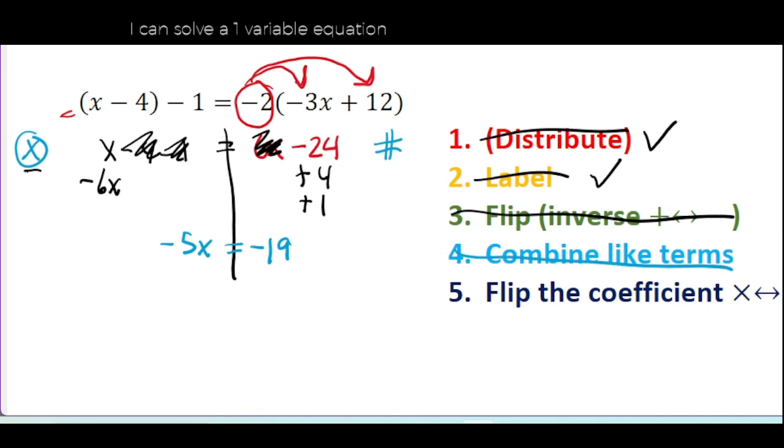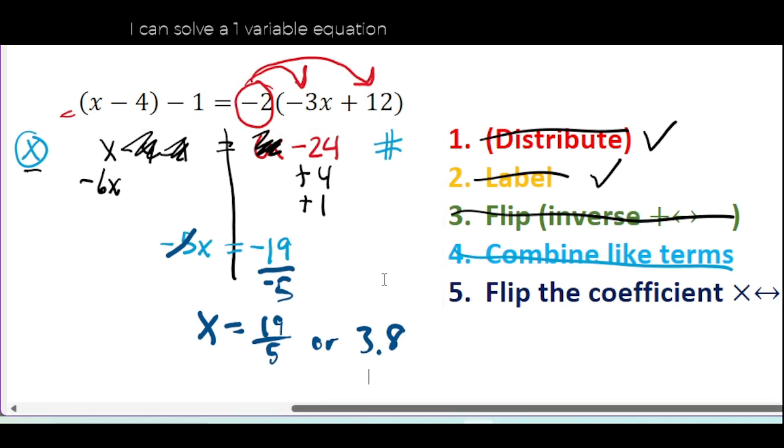And now we flip the coefficient. So this turns into divided by negative 5. And so x is going to equal, we can write this as 19 over 5. We can write this as 3.8. But it is solved for.